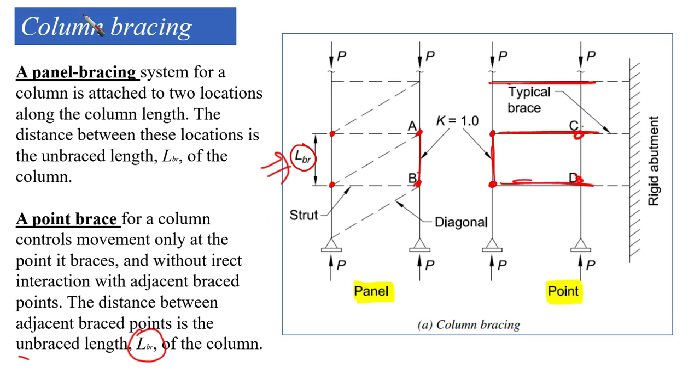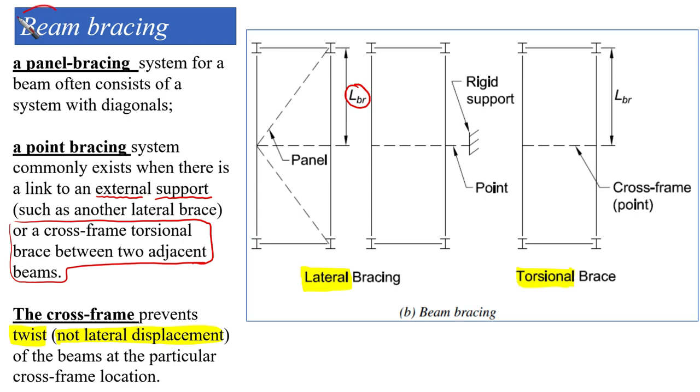Okay. Remember, we're talking about column bracing. Then let's go to another case, where we're talking about beam bracing. In beam bracing, we also have two different types, which are panel bracing and point bracing. So here we have the panel bracing. Look here at the panel bracing.